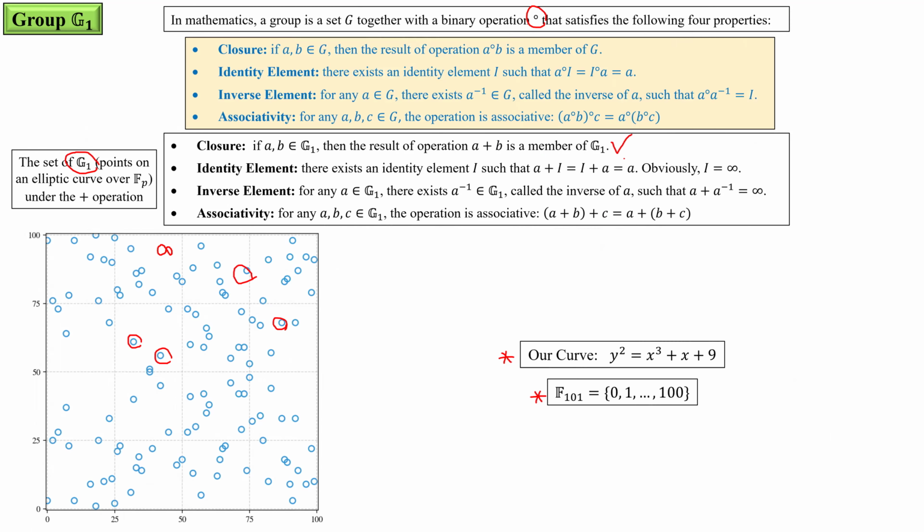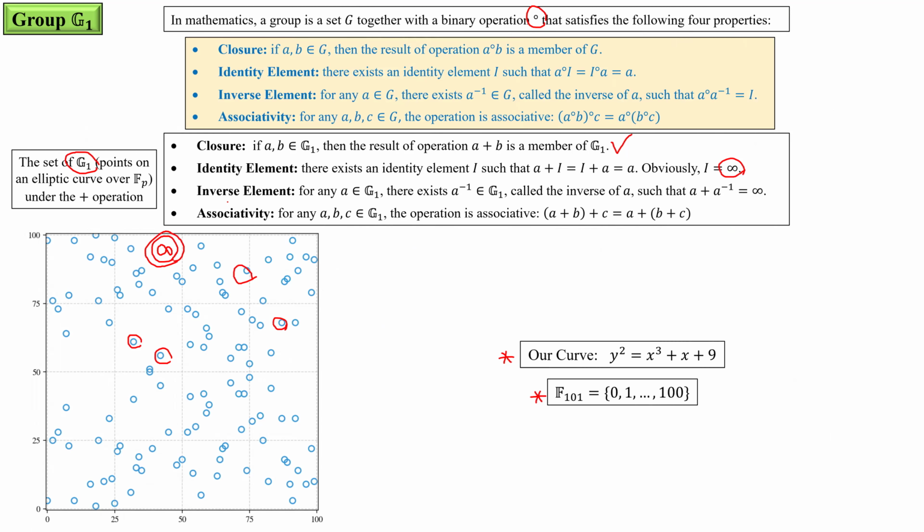The next property is the identity element, and it says that if you add an element to the identity, the result should be the same and doesn't change. Such an element is infinity, the point at infinity of the group. This is the identity element in the group of the elliptic curve, because the addition of each point with infinity equals that point.